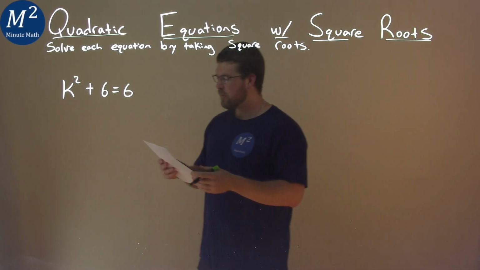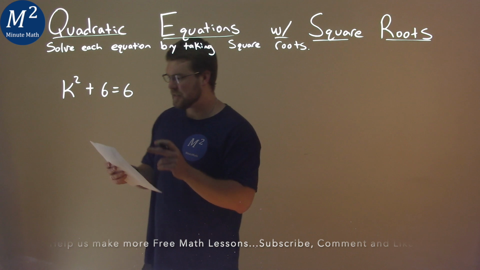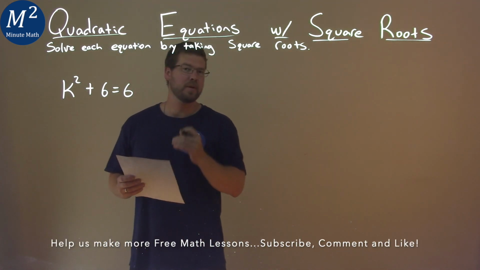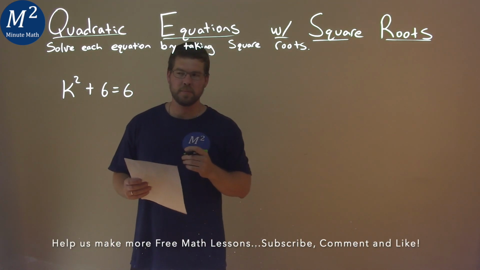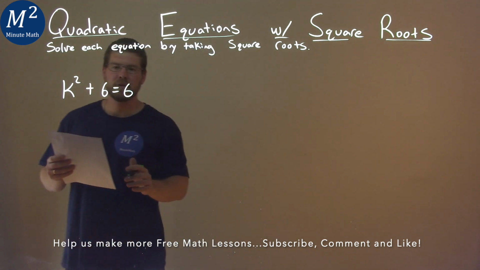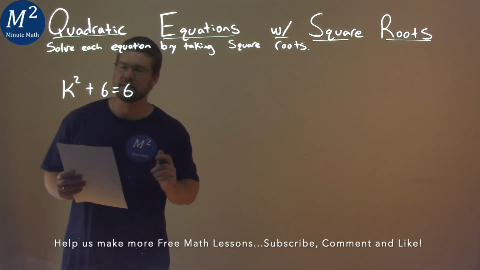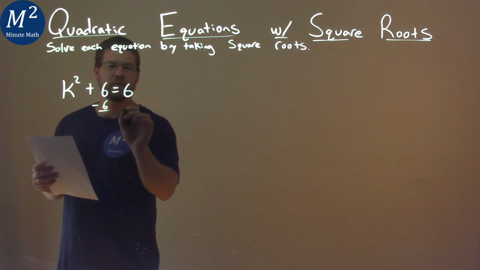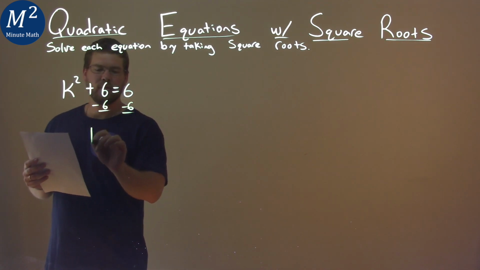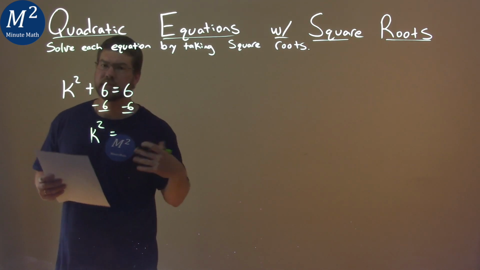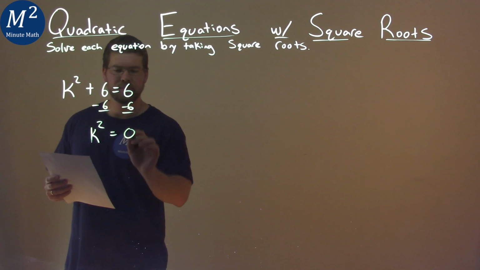We're given this problem right here, k squared plus 6 equals 6, and we want to solve this by taking the square root. Well, first thing I want to do is try to get k squared by itself. So I'm going to subtract a 6 from both sides, and we're left with k squared equals 6 minus 6, which is 0.